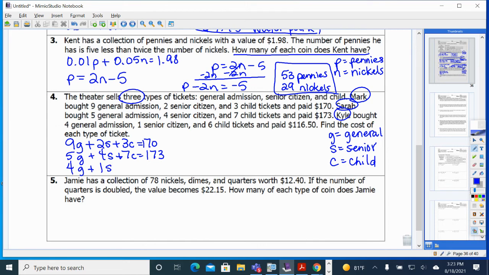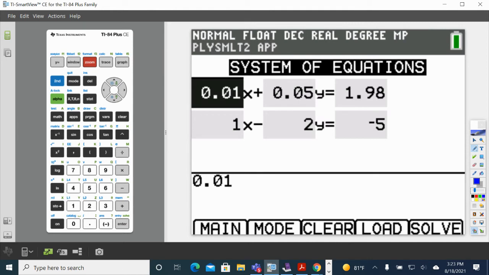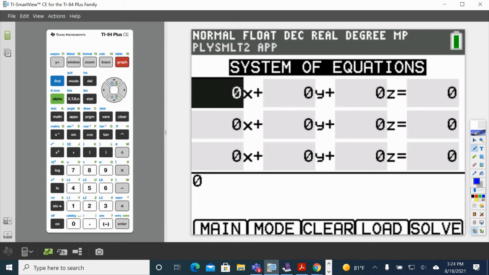1 senior citizen, and 6 child for $116.50. All right, so let's put that in the calculator. Polysimult, go back to Zoom. Actually, you know what? We don't need Zoom. If you look at this, there's not enough equations, there's not enough variables. So go back 1 to window. We need to change this to 3 and 3. We have 3 equations, we have 3 unknowns. Click on next, which is graph, and let's put in our information.